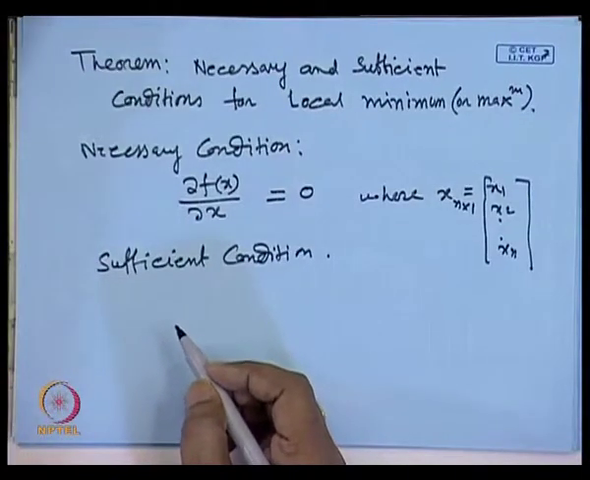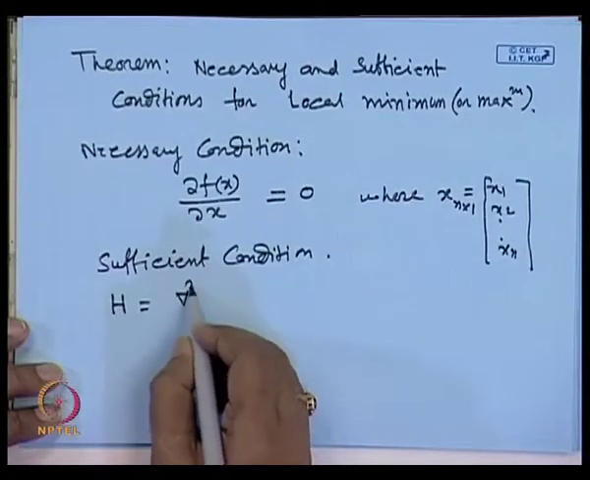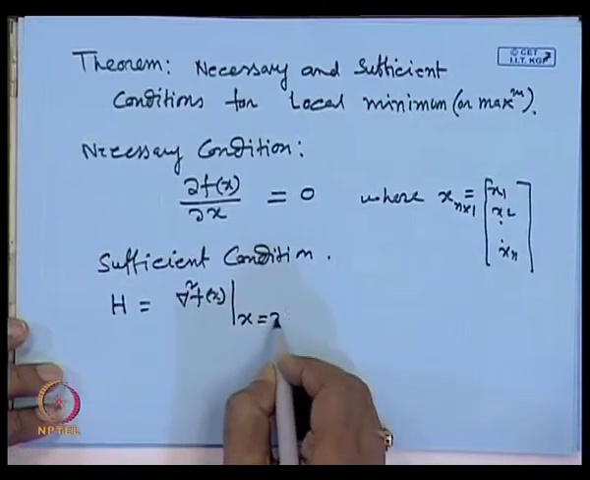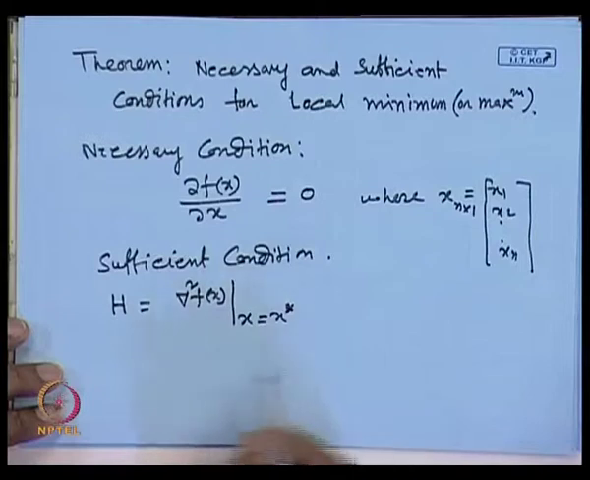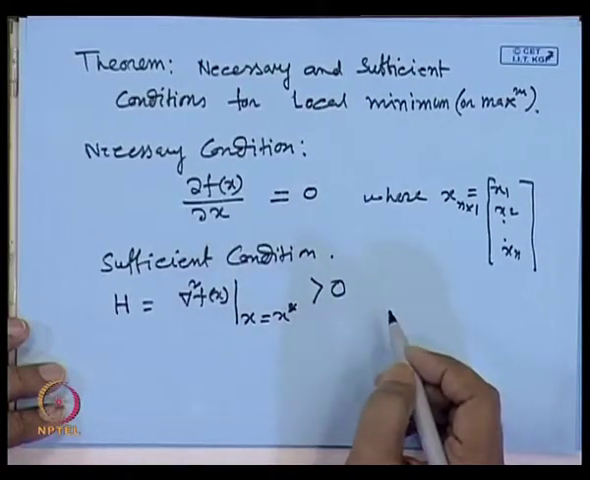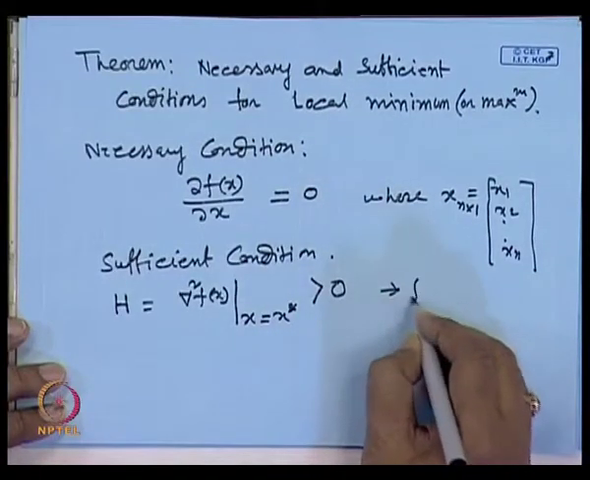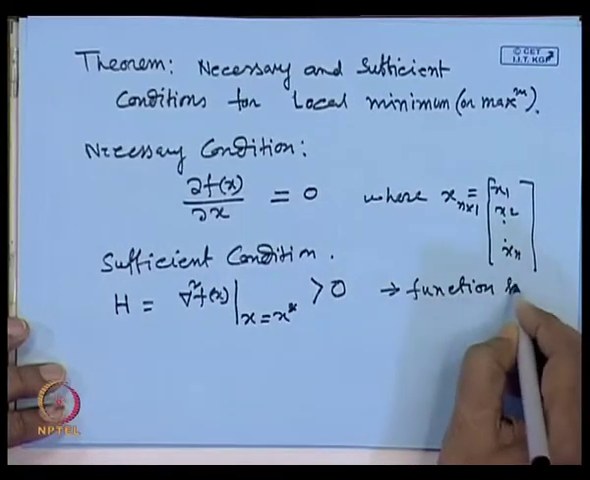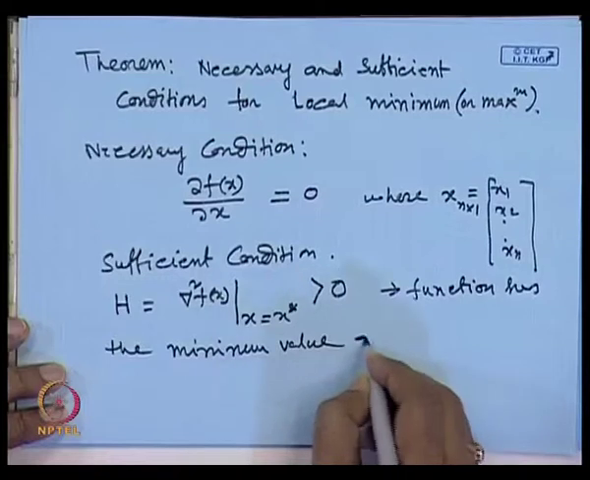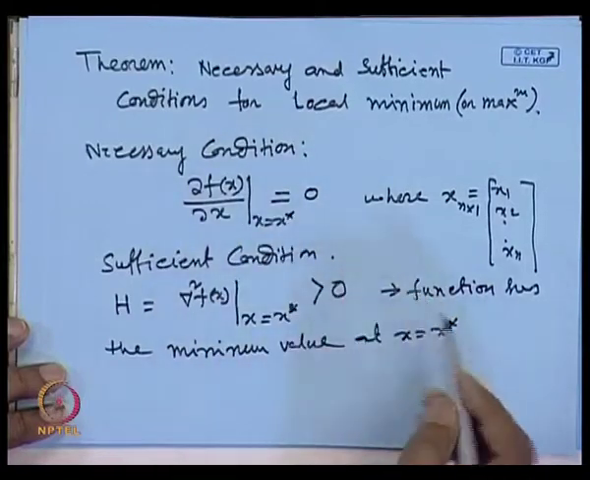So, then the sufficient condition is our Hessian matrix, H, that is equal to del square f del x square, at x equal to x star. Agree? If this quantity is greater than 0, means positive definite, then the function has reached its minimum value. The function has the minimum value at x equal to x star. You can put it here that at x equal to x star we are finding out this.